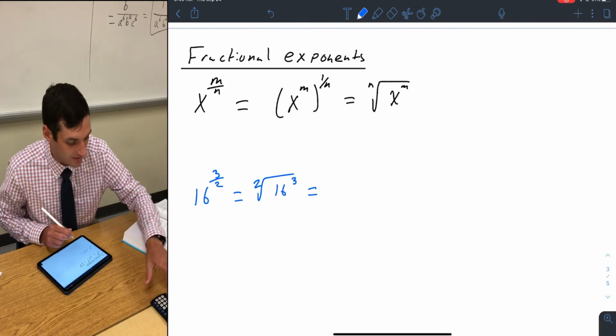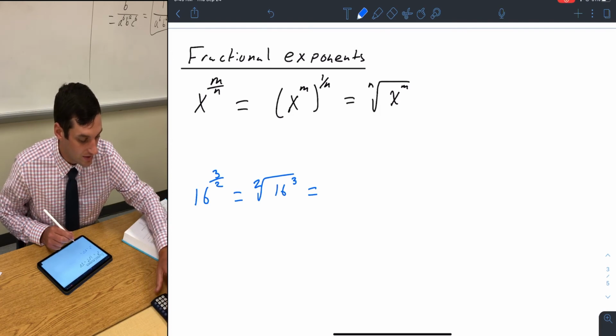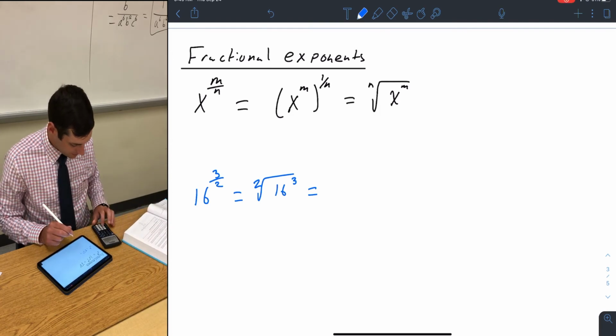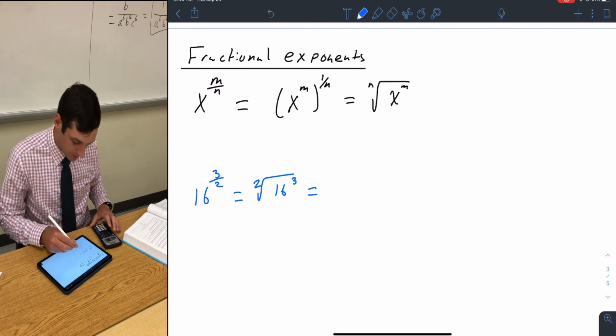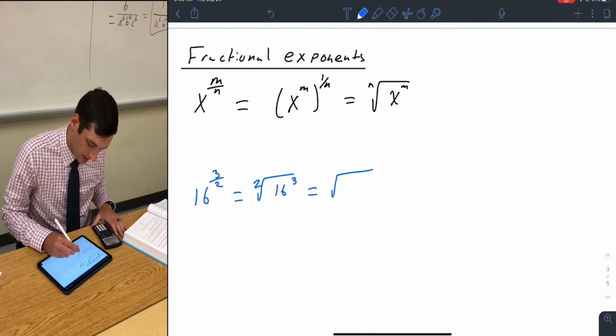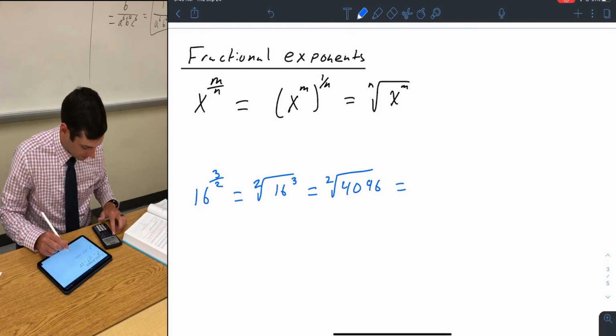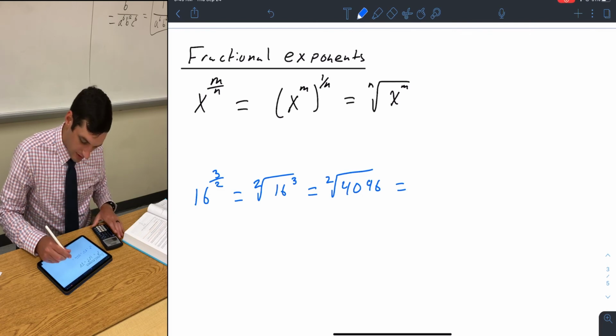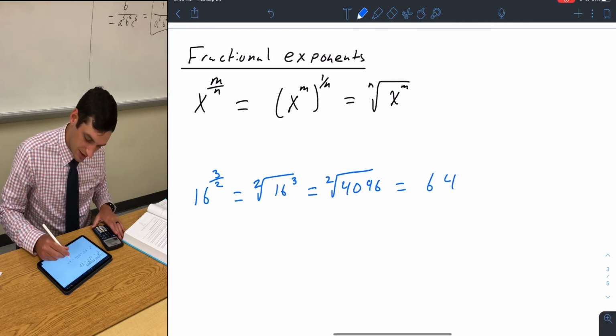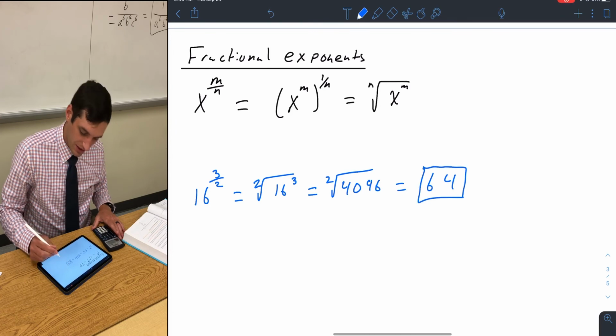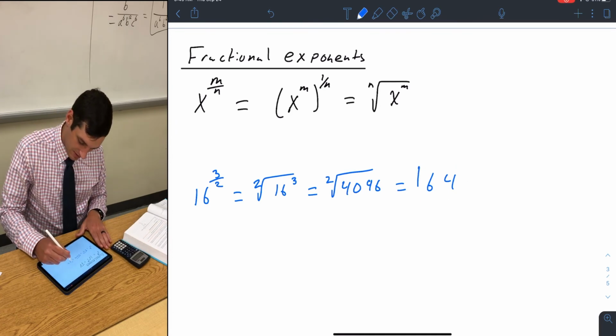All right, so I don't know that one, so I'm going to type it in my calculator. 16 to the 3rd power is equal to 4096, and then the square root of 4096 is equal to, so I'm going to try it, see what happens. Ooh, 64. I thought that would come out nicely. Doubted myself.